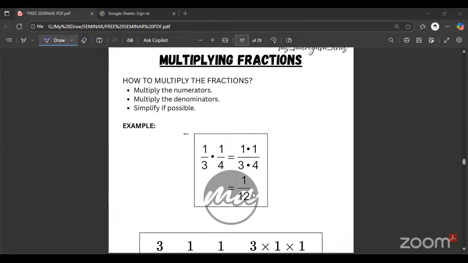Let's continue with multiplying fractions now. We have another 6 more topics to be done. Let's start.